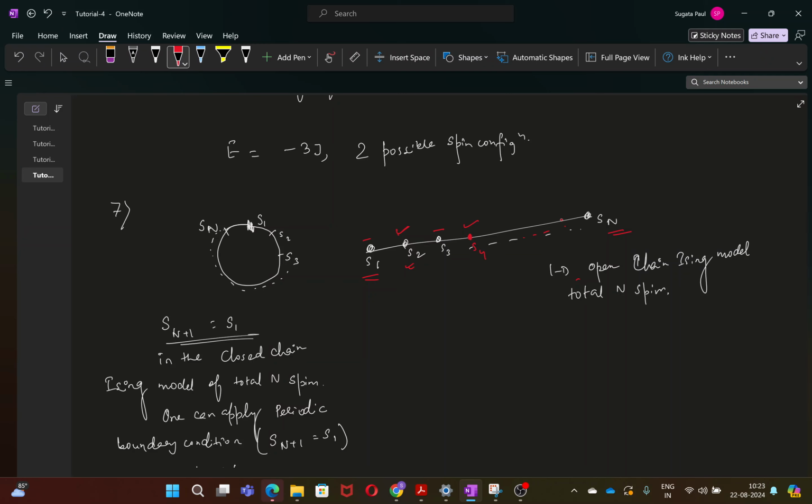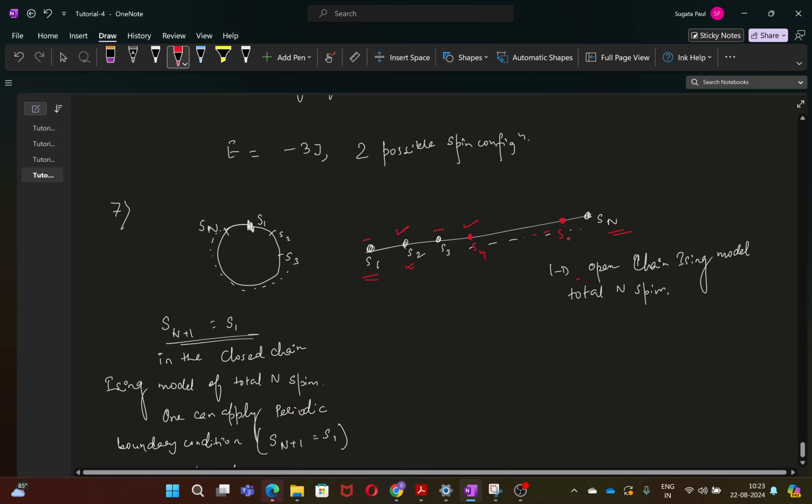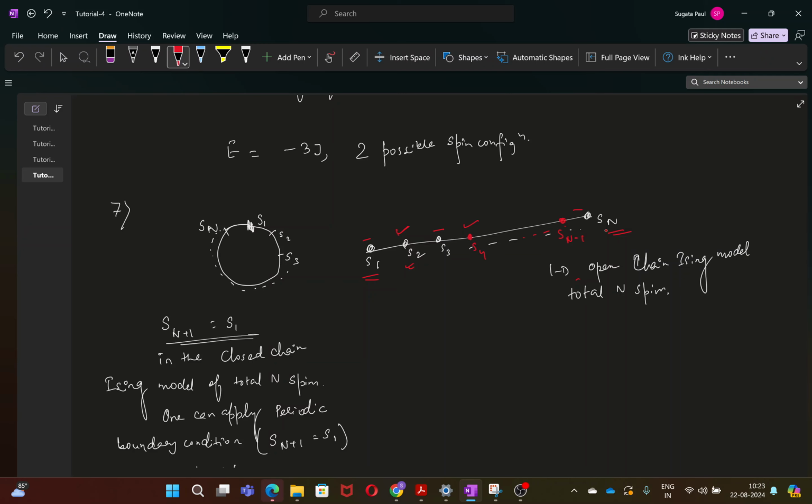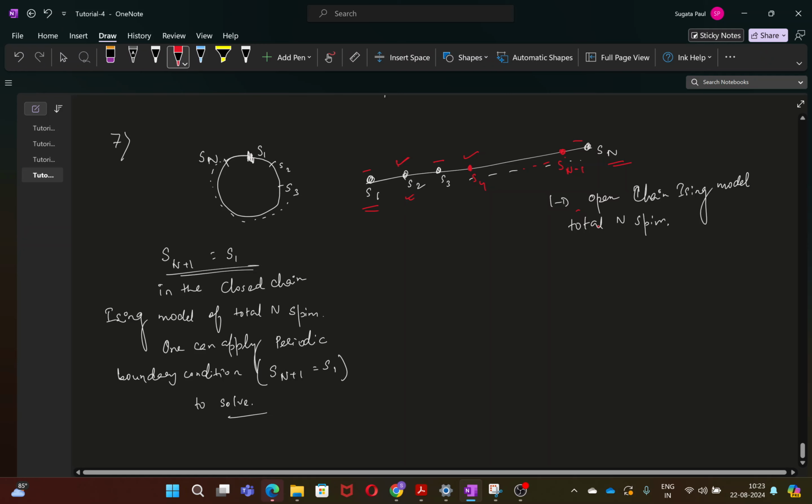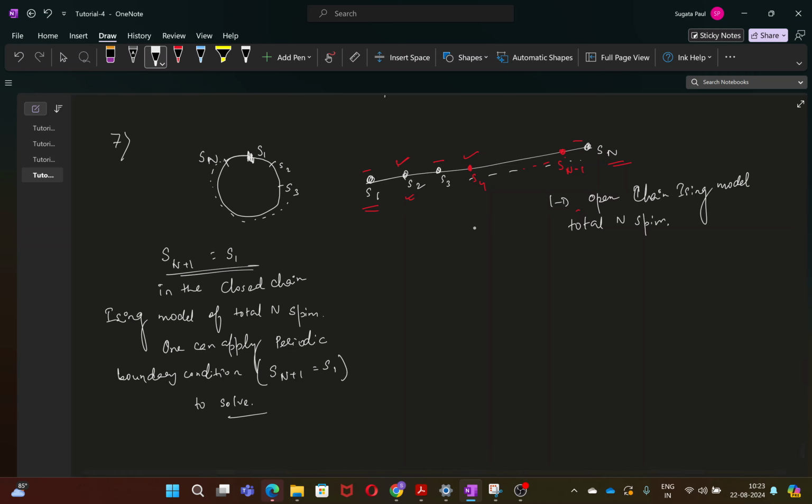So it has only one neighboring spin, which is S2. Similarly for Sn, you have only one neighboring spin, which is just the spin before that, S n minus 1. But on the right of Sn, there is no spin present because it is the end of the chain. So both S1 and Sn have only one nearest neighbor, whereas all the other intermediate spins have two nearest neighbors, right? So based on this idea, we'll now calculate the energy or the Hamiltonian for this open chain Ising model.